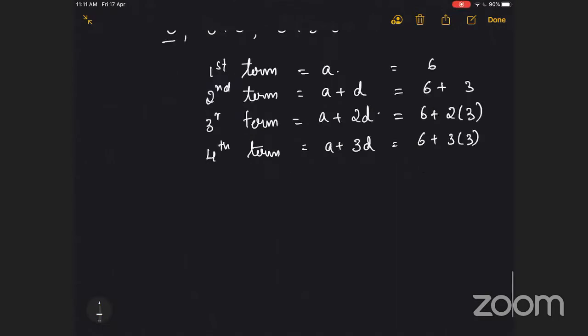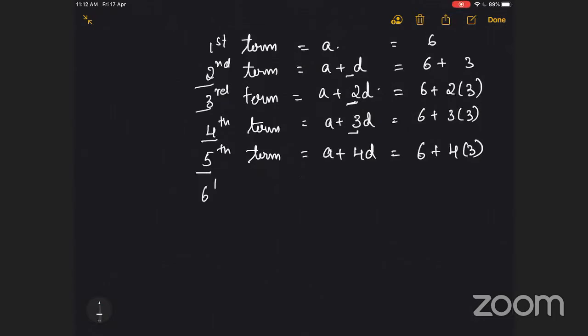So guess the fifth term. I hope everybody can guess now, because for the third term we had 2 here, and for the fourth term we had 3 here. So the fifth term will be a plus 4d. That is 6 plus 4 into 3.